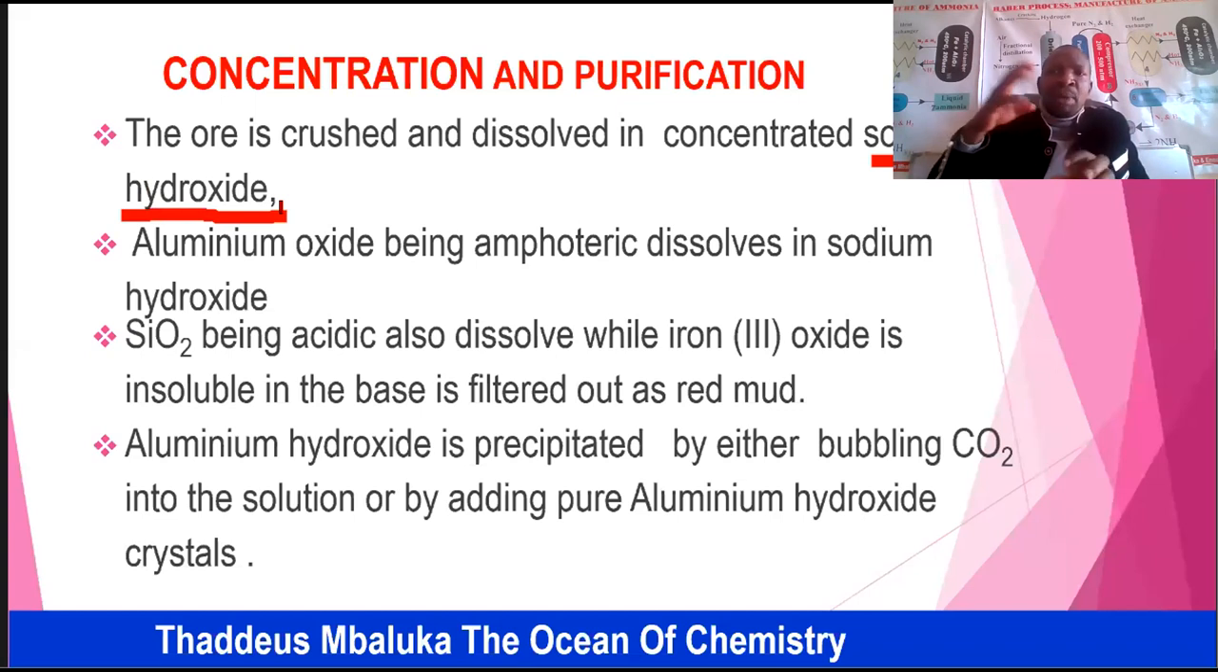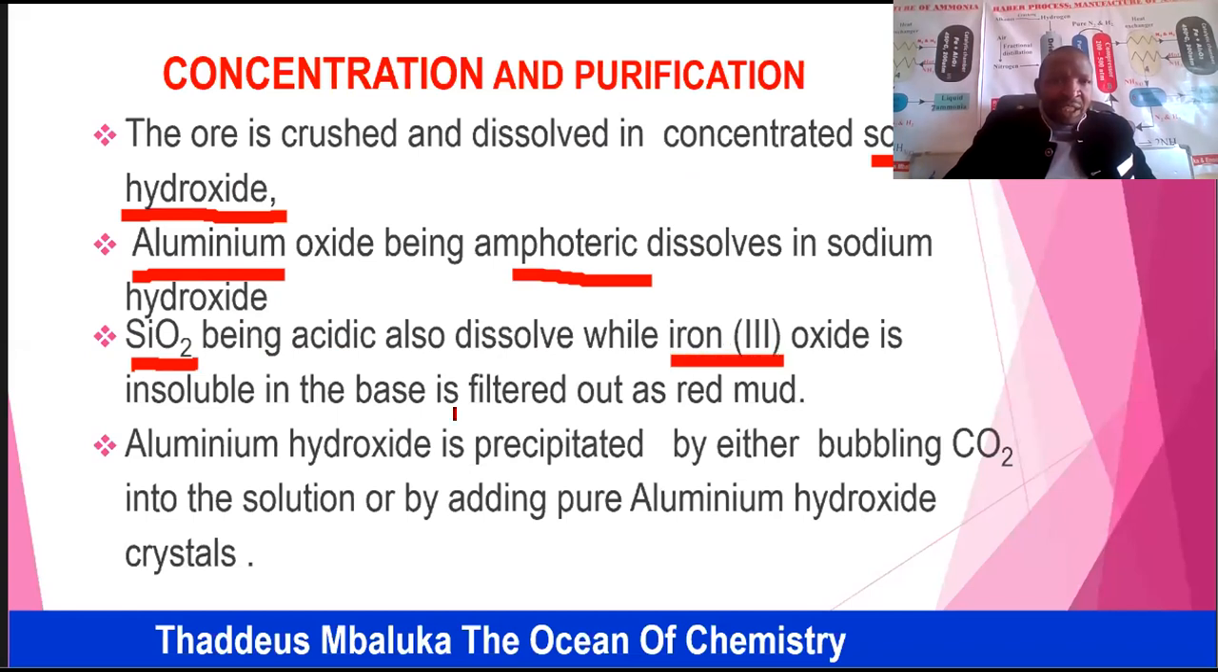Because the rock that you have may not have some percentage that is the bauxite, the aluminium oxide. There are impurities. So you want to remove the impurities and increase the percentage of the aluminium oxide in the ore. So first of all, you crush it, then you add sodium hydroxide. The aluminium oxide will dissolve in sodium hydroxide. Silica, which is also an impurity, will also dissolve in sodium hydroxide, while iron 2 oxide, or rather iron 3 oxide, is insoluble.